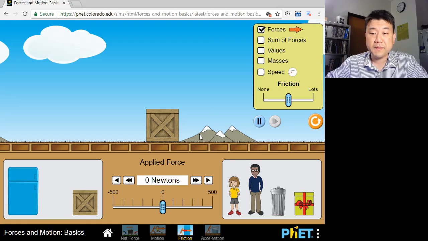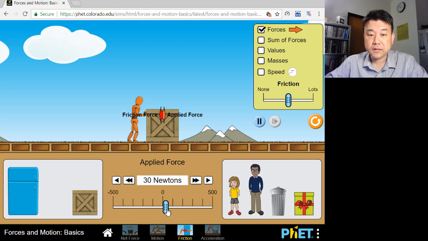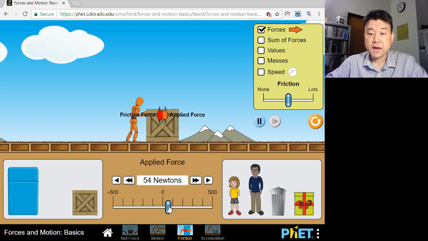Now, when I'm not pushing on the box, there are no horizontal forces on the box, so the net force on it is zero, and it remains at rest. Zero acceleration. When I start to push, you see that the applied force is only one part of the force. There is friction force, static friction force, that exactly balances out the applied force. As I increase the applied force, friction force increases with it to keep our net force equal to zero.